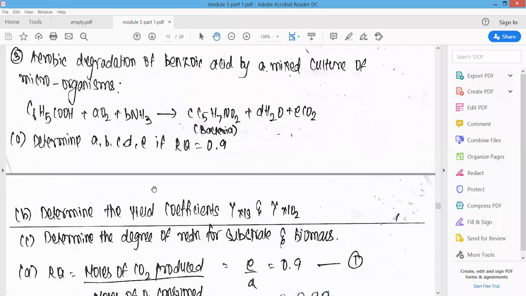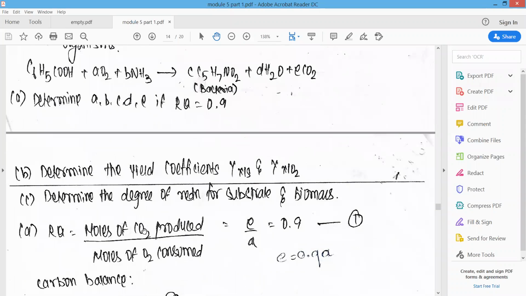So first, what is being given is the respiratory quotient. Respiratory quotient is moles of CO2 produced by moles of O2 consumed. So moles of CO2 produced is E, O2 consumed is A. So E by A is equal to 0.9, that is E is equal to 0.9A. That is the first equation. This is the same method as the previous problem.